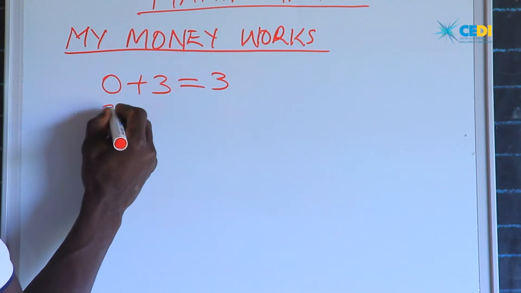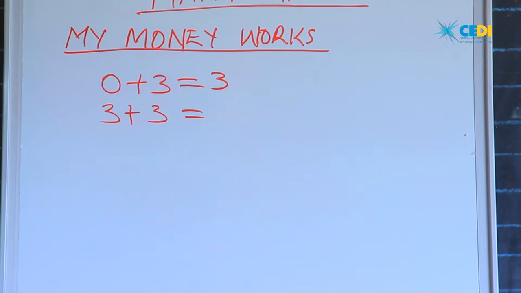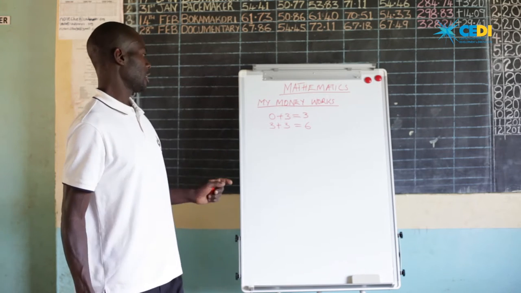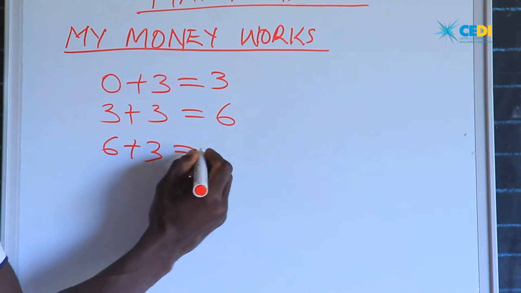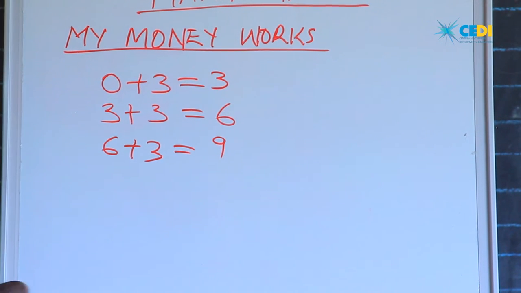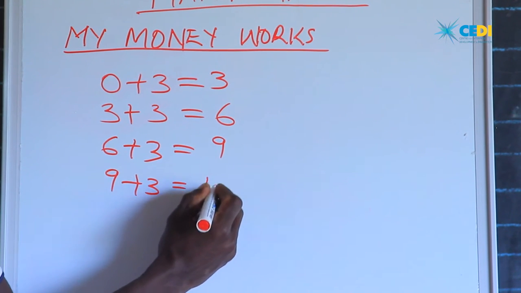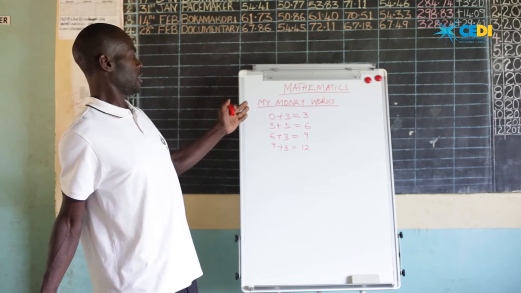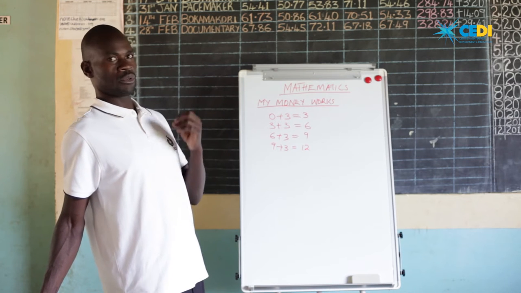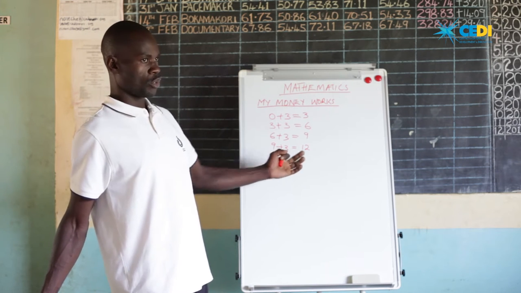Now, when you have that same 3 shillings, another person adds 3 shillings. That will be a total of 6 shillings. We are doing simple addition. Now, you have 6 shillings. Again, you are given 3 shillings. That is a total of now 9 shillings. If you have now 9 shillings, again, you are given 3 shillings. That will be a total of 12. Now, look at what we've done here. Initially, you didn't have any money, but somebody decides to give you 3 shillings. You are adding them consecutively. You realize now you have a total of 12 shillings.